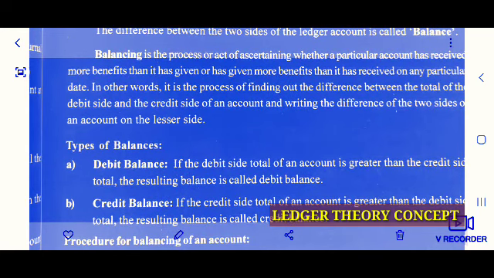Now, debit balance: if the debit side total of an account is greater than the credit side, the resulting balance is called a debit balance. And credit balance: if the credit side total of an account is greater than the debit side, the resulting balance is called a credit balance. So exactly how to do balancing and how to close the accounts, I will show you in the next video. Okay.